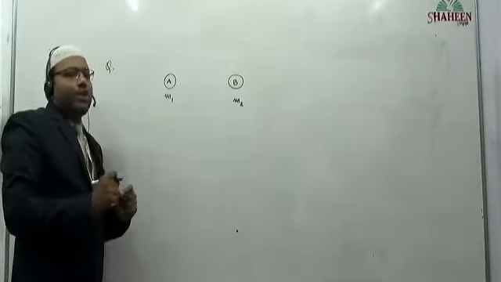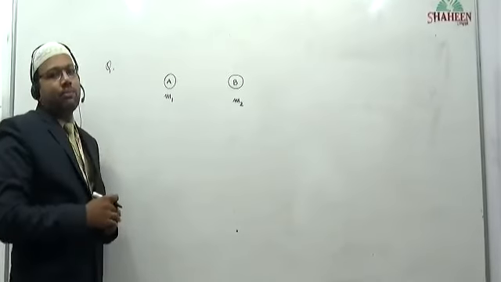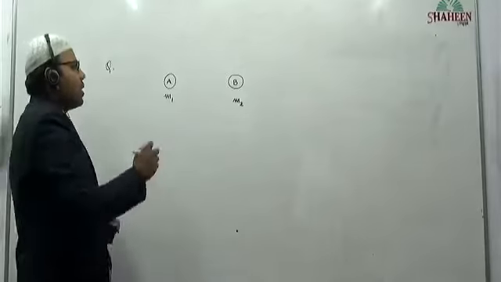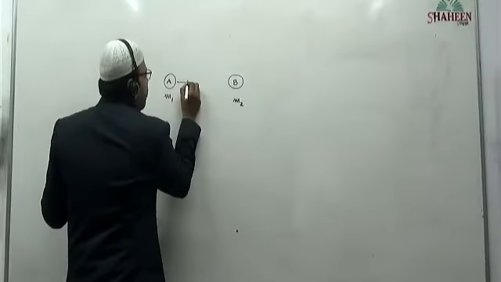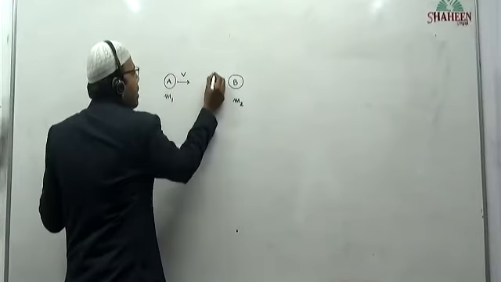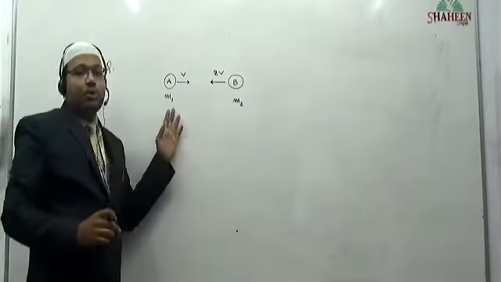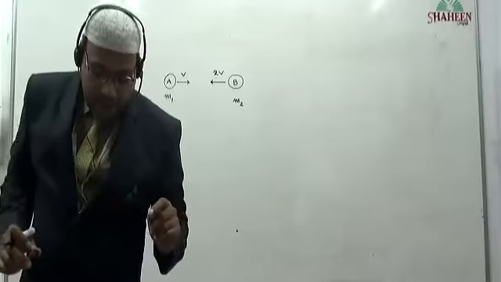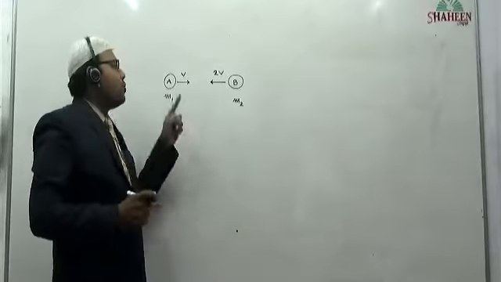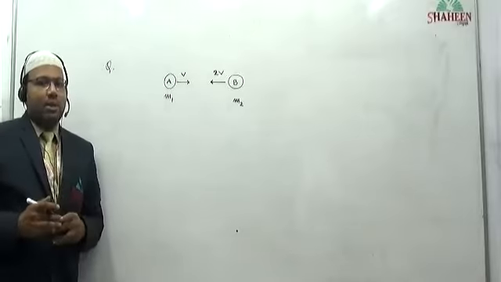It's clearly mentioned in the question, they are moving under mutual force of attraction. Look, attraction is happening, and mutual force of attraction is happening. So attraction means I have to give the directions like this. This is moving with the velocity v, this is moving with the velocity 2v. I am reading the line: at the instant the velocity of A is v and the velocity of B is 2v. What is the velocity of the center of mass?